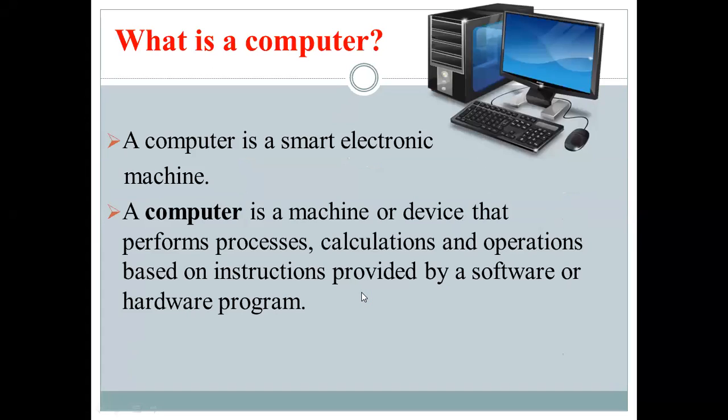what is a computer? A computer is a smart electronic machine that you all know. A computer is a machine or a device that performs processes, calculations, and operations based on instructions provided by software or hardware programs. Here, a computer is made with software and hardware parts. Both are important to make the computer.